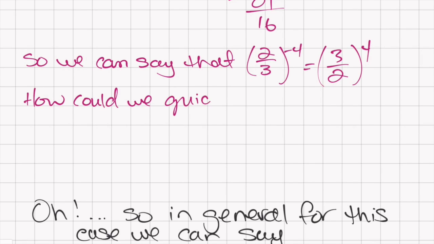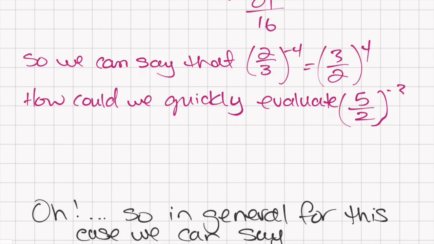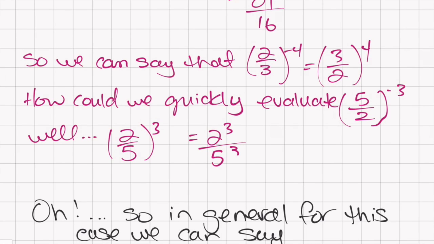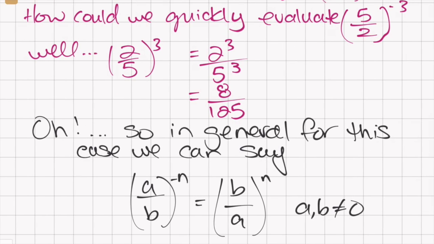So this is a way that we could quickly evaluate other questions. So why don't we try it here? We have 5 over 2 to the exponent negative 3. If we flip the fraction and then apply a positive exponent that's the same, we would end up with the same answer. So in this case, we flipped it, and then we can apply the exponents. We have 2 to the exponent 3 divided by 5 to the exponent 3, so we end up with 8 over top of 125. So in general, we can say that a over b to the exponent negative n is equal to b over a to the exponent n.